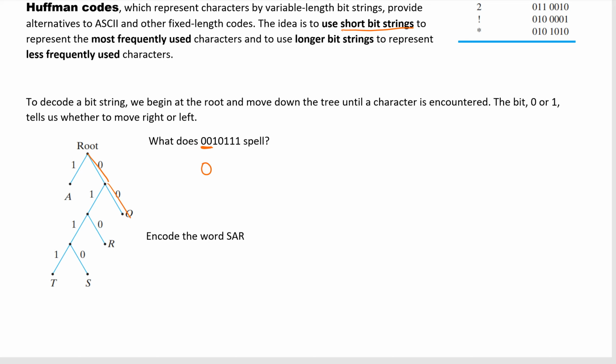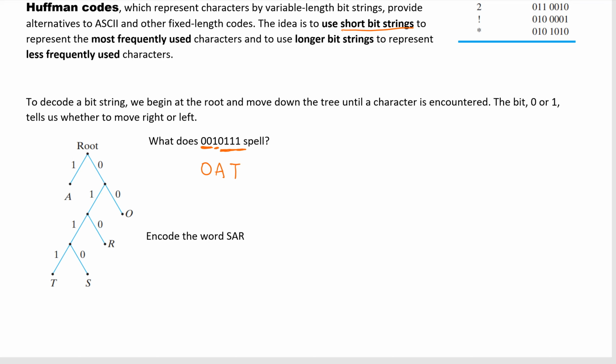Okay, and then once we encounter a letter, a character, then we go back to the root. So 1, see, 1. So this 1 gives us the A. Because we encountered a character, we go back to the root. So 0. And then 1, and then 1, 1. See? So these 4 bits give us the T. So this total gives us OAT. Isn't it interesting?